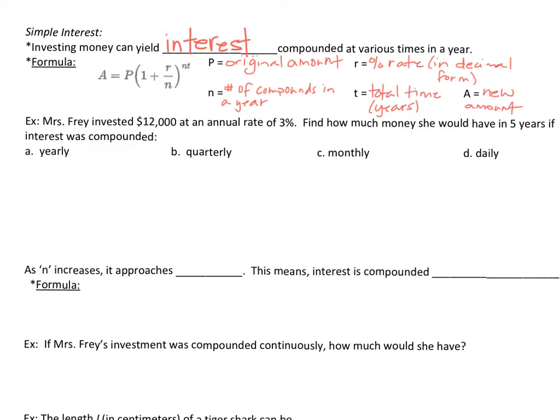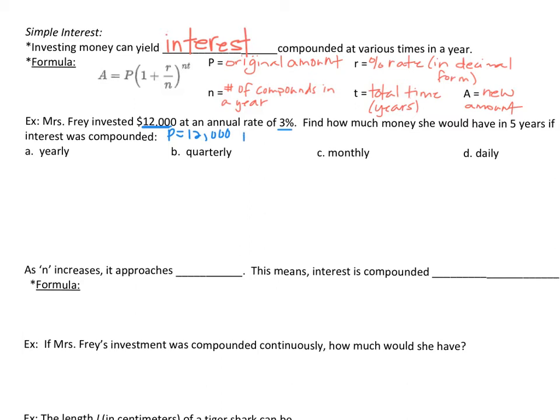So it says, example, Mrs. Fry invested $12,000 at an annual rate of 3%. Find how much money she would have in 5 years if interest is compounded in a variety of different fashions. So taking a look at the given information right away, if I invest $12,000, that's my principal, that P value. So that's going to be constant. That number won't change for any of these problems. The rate, it says, is 3%.